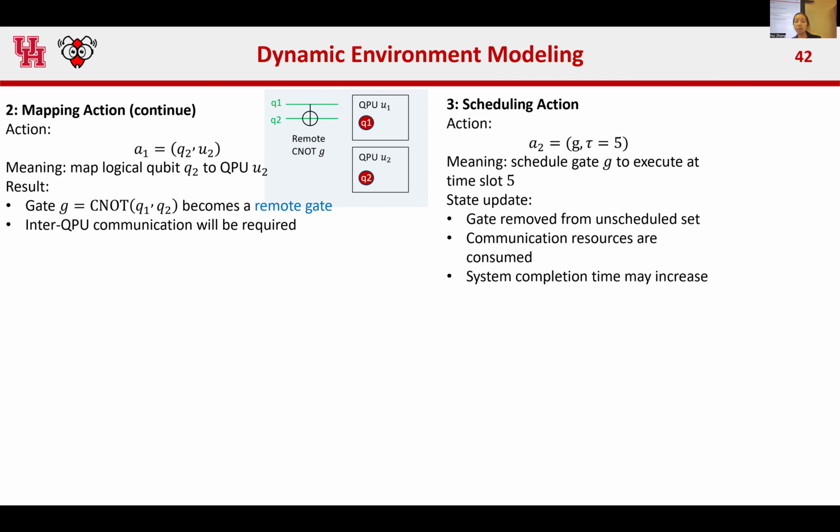And then the scheduling action. For this one, it means that now we want to schedule the gate to execute at time slot 5. Then the state will also update. This CNOT gate will be removed from the unscheduled set, communication resources are consumed, and the system completion time may increase.